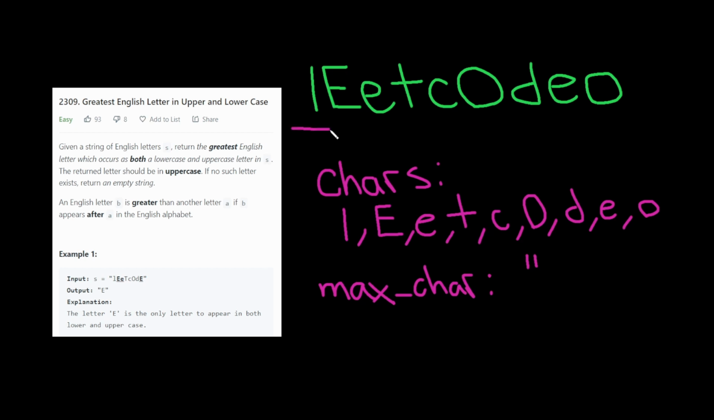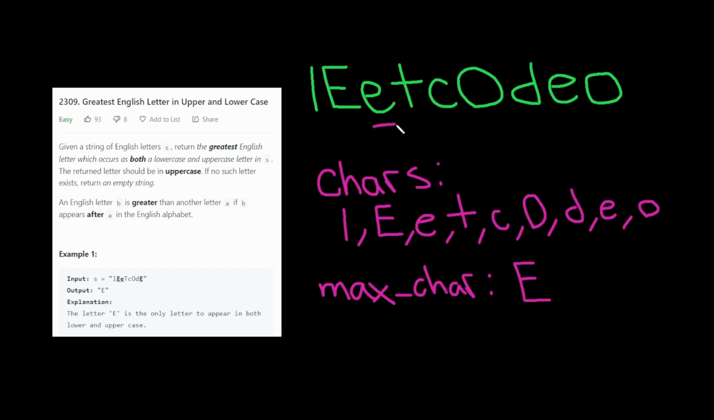If the character is lowercase, we check if the character's uppercase is in chars. In this case, it's not. Then we go to the next character. Now this is uppercase, so we check if the lowercase is in the characters. It is. And then we check if that current value is greater than max character. So capital E is greater than empty string, which it is. Then we set the new max character to E.